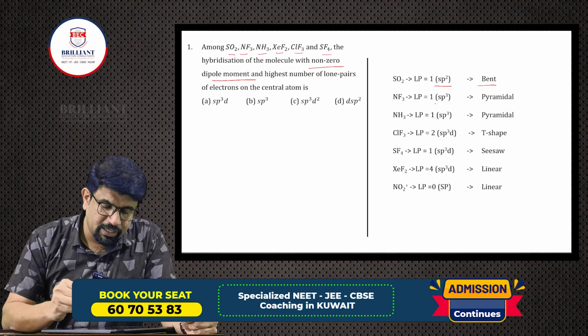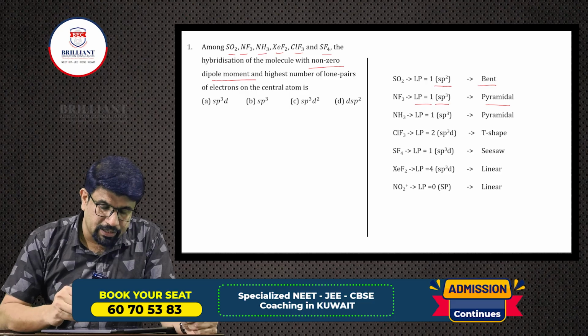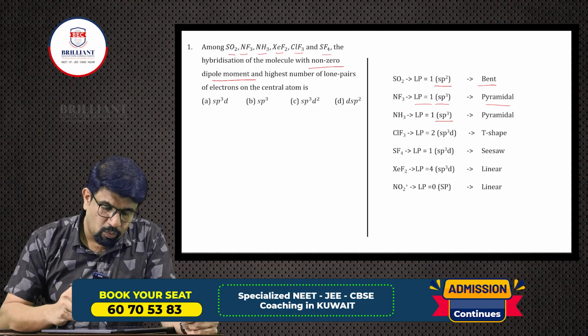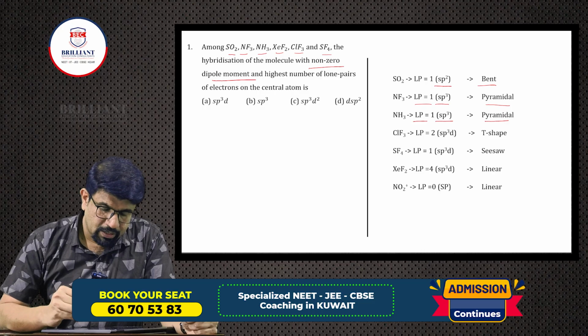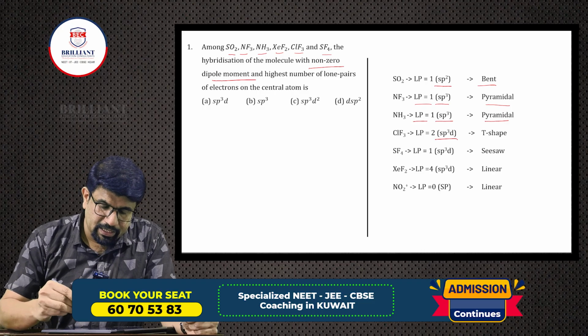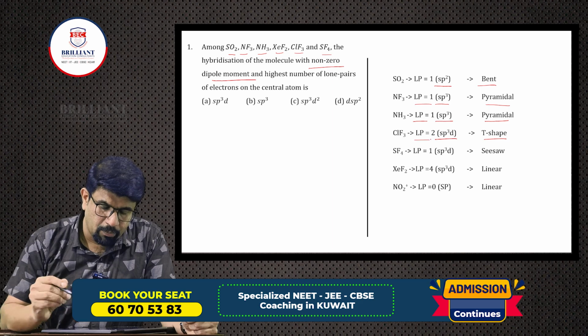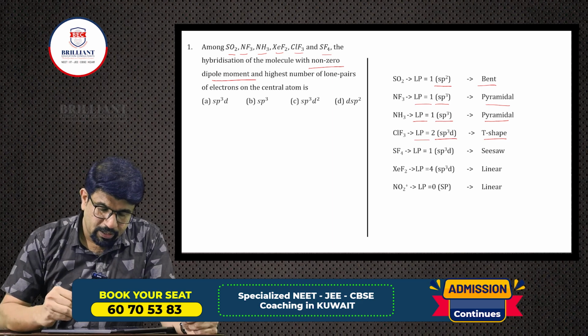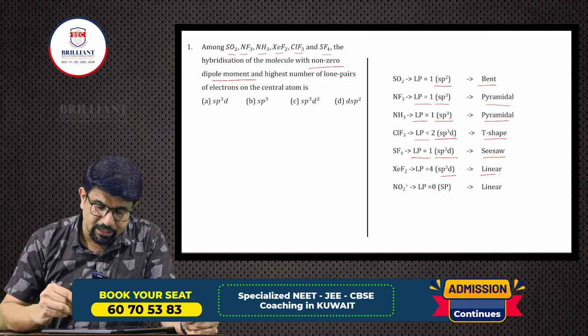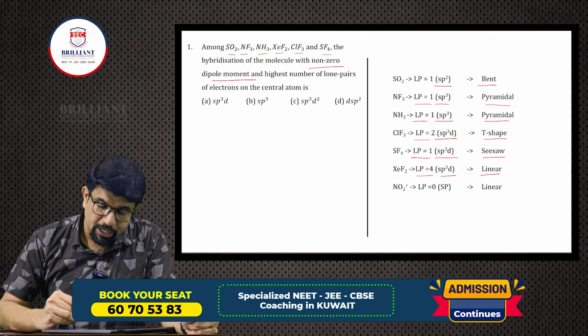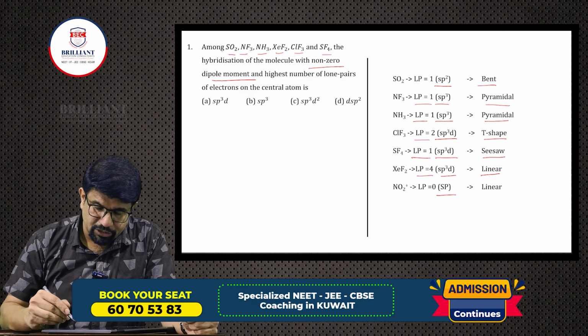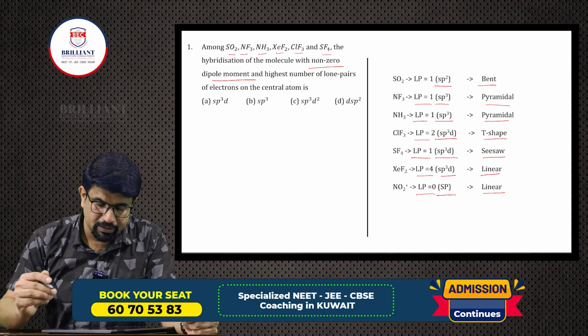NF3 is sp3 hybridized with one lone pair and a pyramidal shape. NH3 is sp3, one lone pair, pyramidal shape. ClF3 is sp3d, T shape, and lone pairs 2. SF4 is sp3d hybridization, it has a seesaw shape and lone pair 1. XeF2 is sp3d hybridization, linear shape, lone pairs 3. NO2+ is sp hybridization, linear shape, and lone pairs 0.